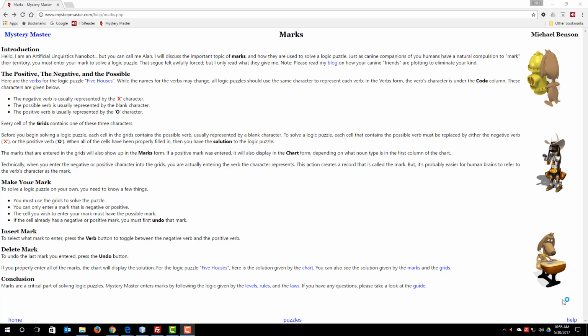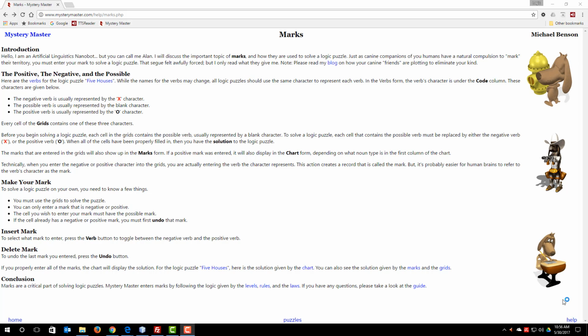Here are the verbs for the logic puzzle 5 houses. While the names for the verbs may change, all logic puzzles should use the same character to represent each verb. In the verbs form, the verb's character is under the code column. These characters are given below. The negative verb is usually represented by the X character. The possible verb is usually represented by the blank character. The positive verb is usually represented by the O character. Every cell of the grids contains one of these 3 characters.